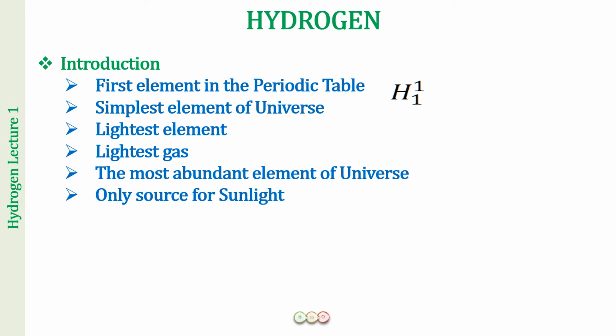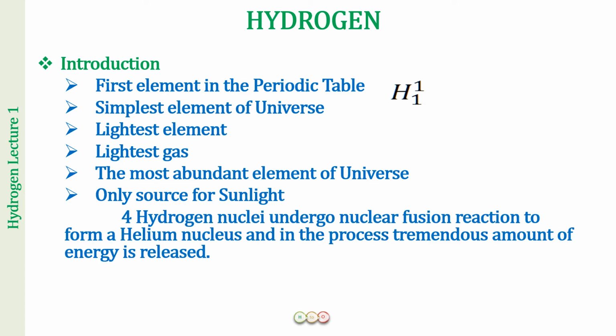Right. The next reason why we study hydrogen is that this is the only source for sunlight, and you do understand why sunlight is essential for us. You have been studying this from your junior classes, and also you know from your daily life that we cannot live without the sunlight. Now, the sun's light and energy, please do remember, is attributed to the nuclear fusion reactions which are taking place in the solar atmosphere. What is happening in the sun is that 4 hydrogen nuclei undergo a nuclear fusion reaction to form a helium nucleus, and in the process a tremendous amount of energy is released.